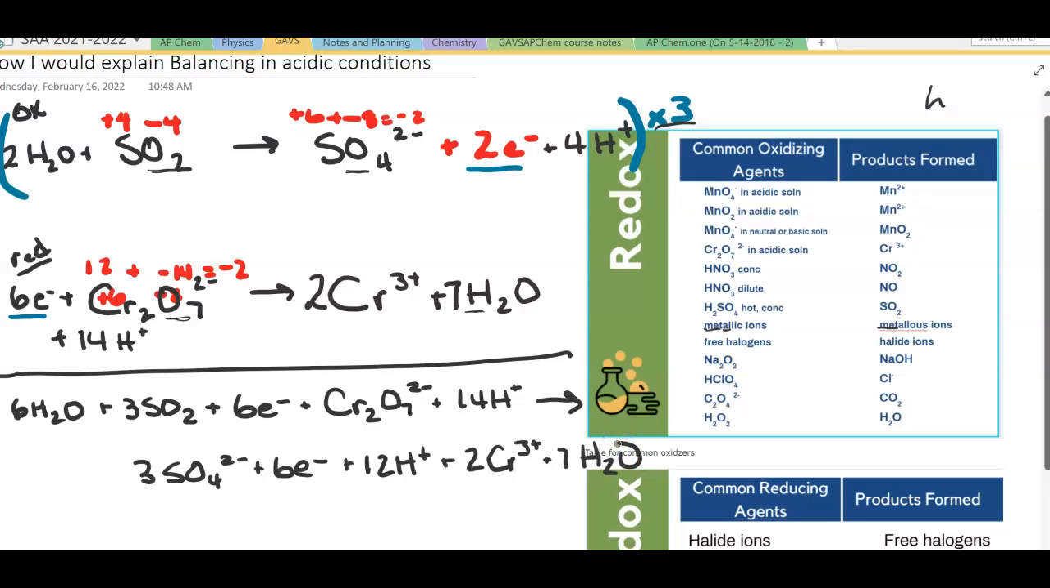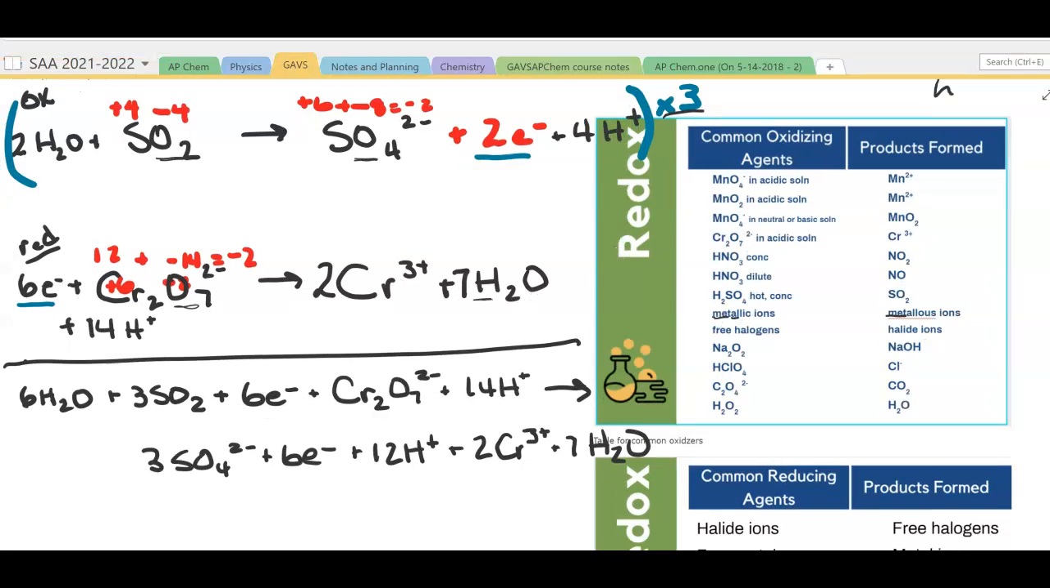Now, let's look for materials that are the same on both sides. I see on this side that I have 7 waters, and on this side I have 6. So I can reduce all 6, and we have only 1 water remaining. In terms of my electrons, I have 6 on the reactants and 6 on the product side. Remember, there's my arrow. And in terms of hydrogens on both sides, I have 14 and 12 on the product side. So all 12 are gone, and I have 2 hydrogens.